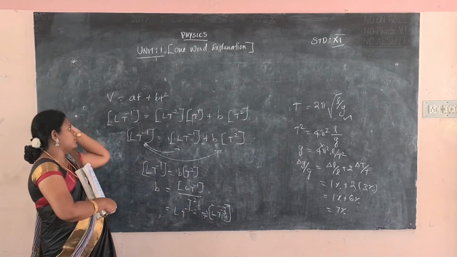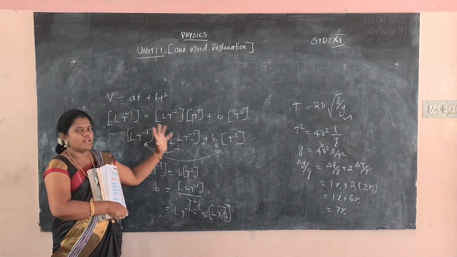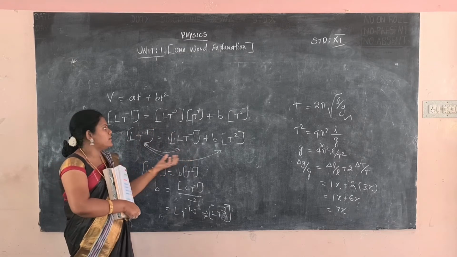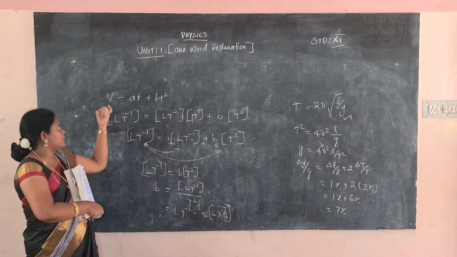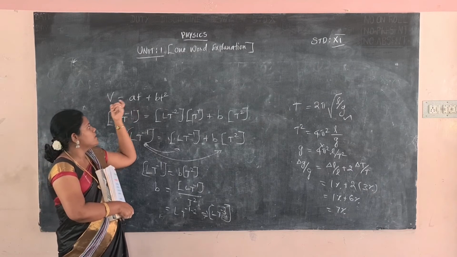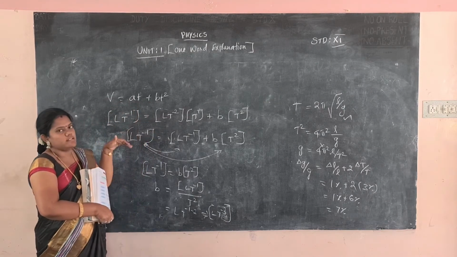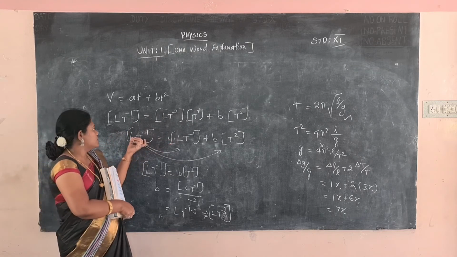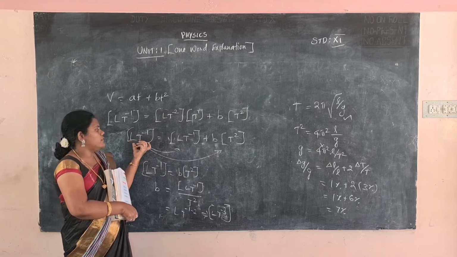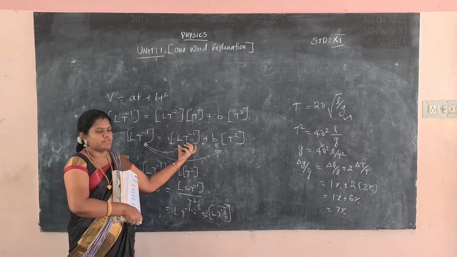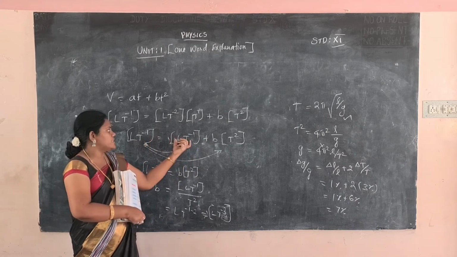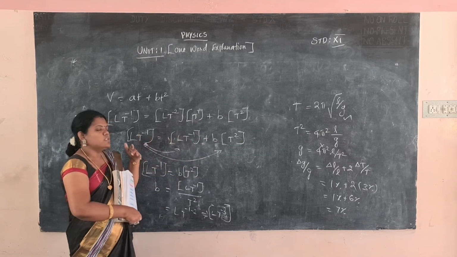Substitute the dimension formula for all the terms. You have to equalize the left and right hand side parts. So substitute the dimension formula for V, for A, and for T, and then equalize the left and right side. First, the left side equals the first term of the right side. So L t power minus 1 and L t power minus 1 are the same, so that's not to be considered.